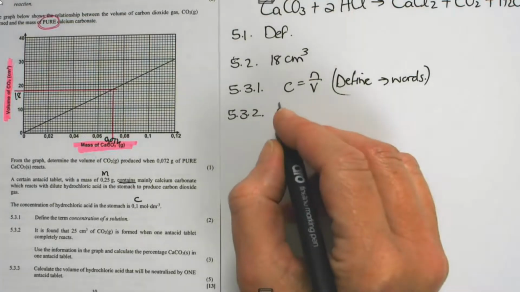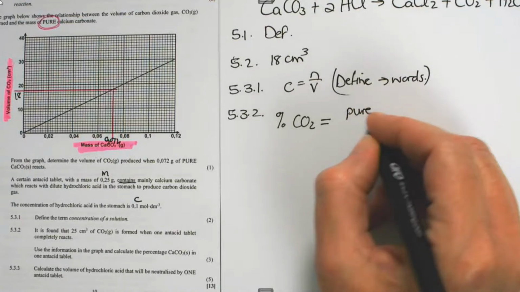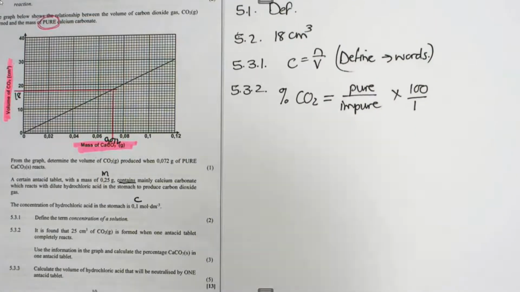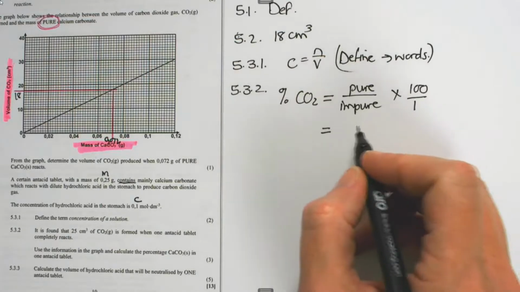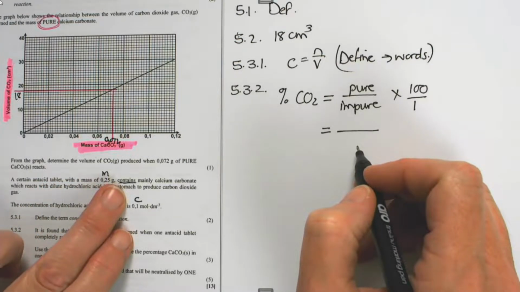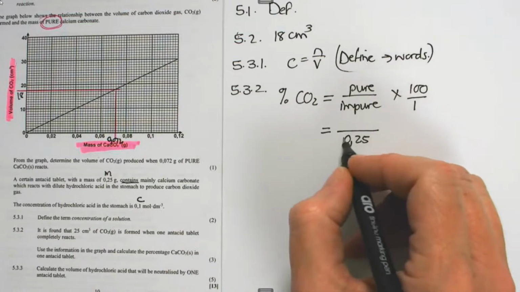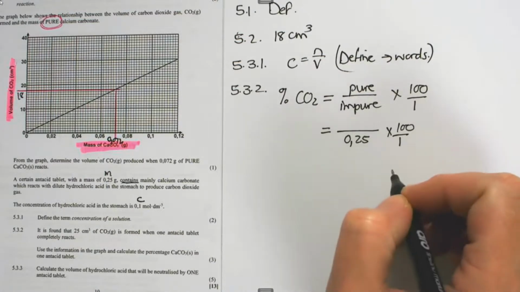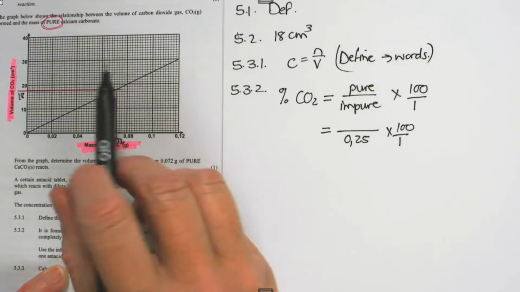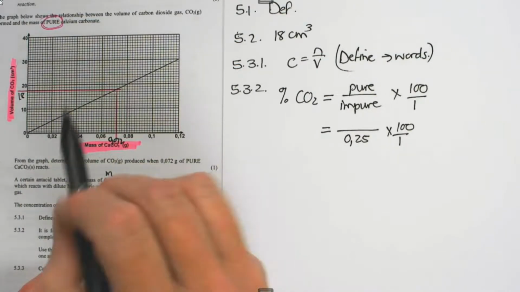So how do you calculate there the percentage? That will be pure divided by impure times 100/1. So you remember we already have this percentage. Now the pure value I don't have yet, but impure I do have, because they say they have a certain tablet with a mass of 0,25 and it contains calcium carbonate, so that means that is your impure one, times 100/1. So how do I get the pure one? You will remember from the graph, they tell you use the information in the graph. So you will see this is pure calcium carbonate. And I must get 25 cubic centimeters.